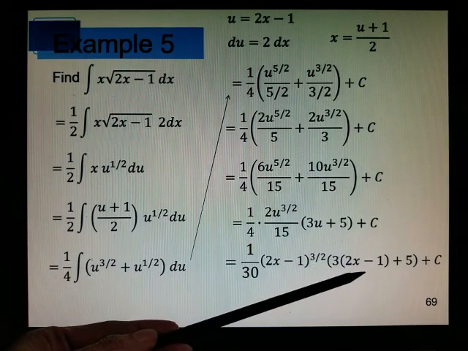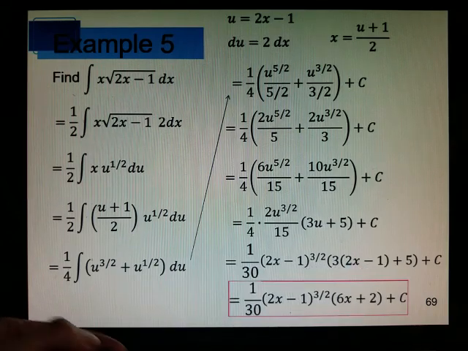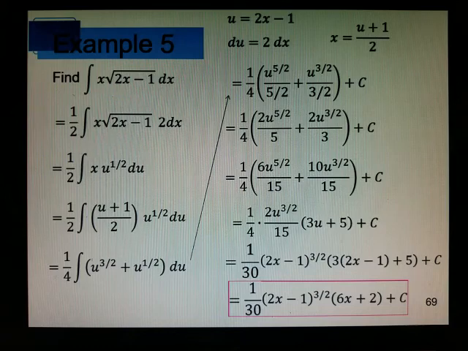Now inside this set, I need to distribute the 3 and combine like terms. And that finishes the answer. And that's what the multiple choice answer looks like. They've given one of these on the final every year. I always have one of these on my test. So you need to make sure you do understand how to get to that answer.